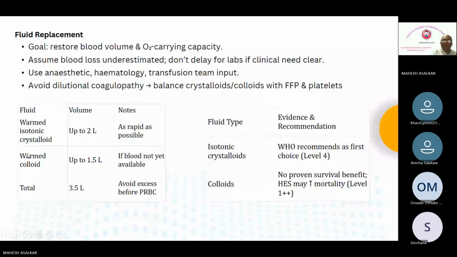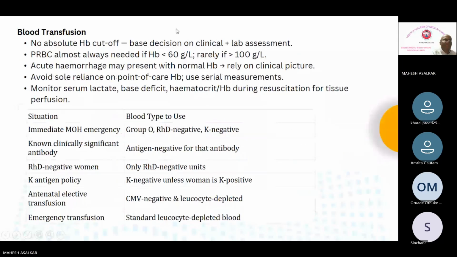Then what is recommended? Isotonic crystalloids are recommended. WHO recommends them as the first choice, and colloids have no proven survival benefit, and Hestarch is known to increase the mortality. Regarding the blood transfusion, there is no absolute cutoff, but if the HB is less than 6, you have to give blood, and it is rarely required if the HB is more than 10. Acute hemorrhage may present with normal hemoglobin, so rely on clinical picture.